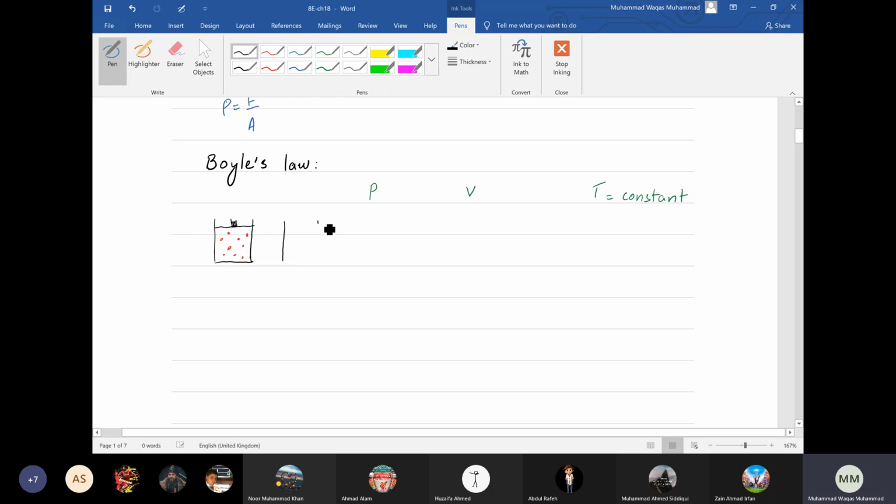Beta, that will cause the volume to change. I'm not talking about pressure now. Let's say I push the piston down halfway. Now what will happen? The volume of the gas has decreased. I'm considering the same mass of gas. Now volume has decreased, so what effect will it have on the pressure?